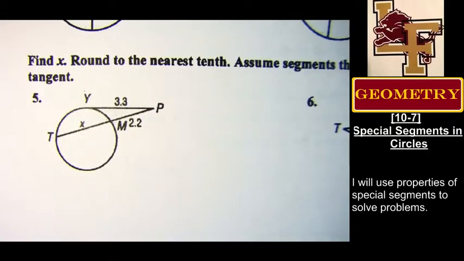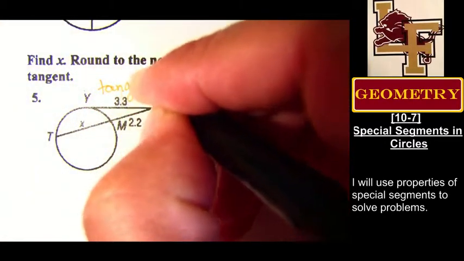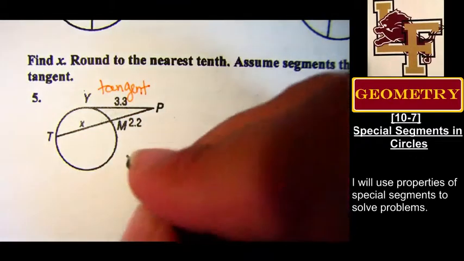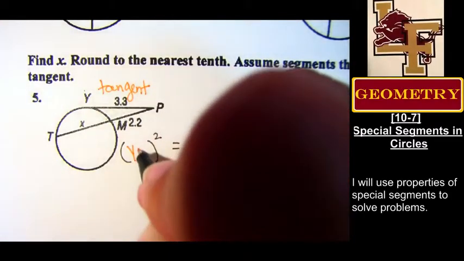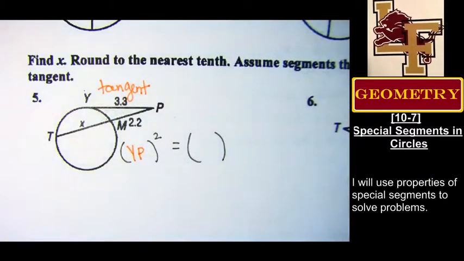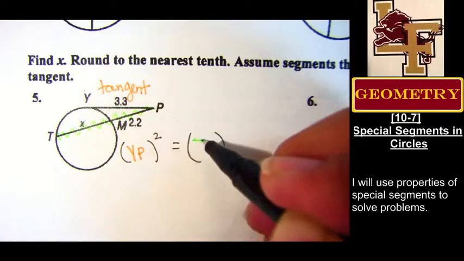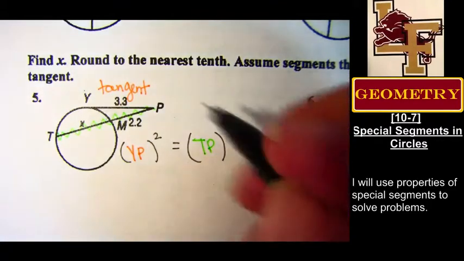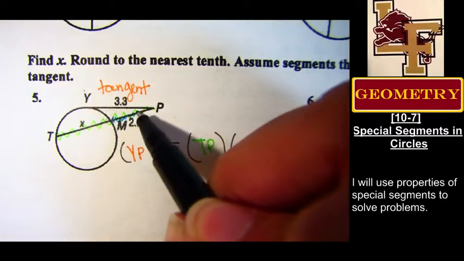All right. Practice number 5. We have a tangent and we have a secant. There's the tangent. And our formula says that we're going to take the tangent and we're going to square it. And then we're going to take the entire secant segments and we're going to multiply it to just the piece of the secant that's sitting outside of the circle.